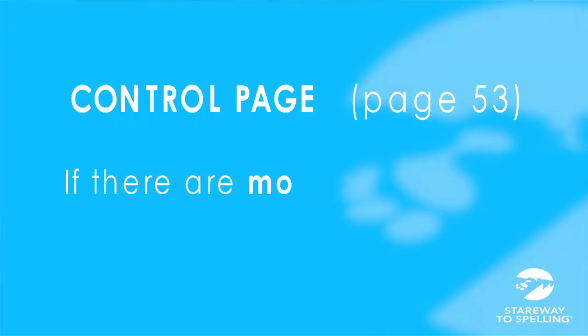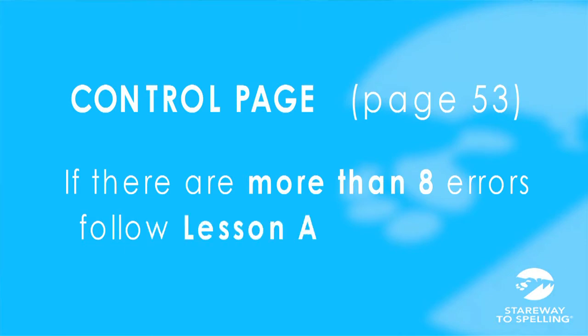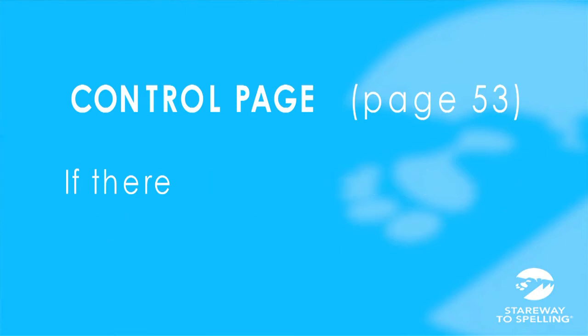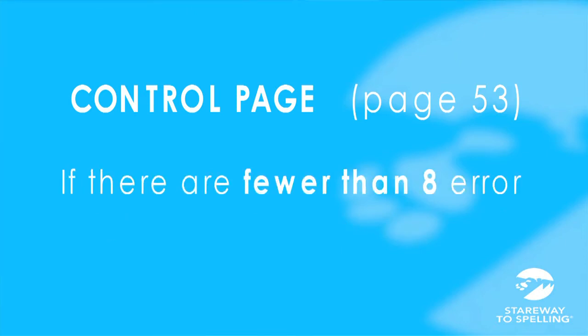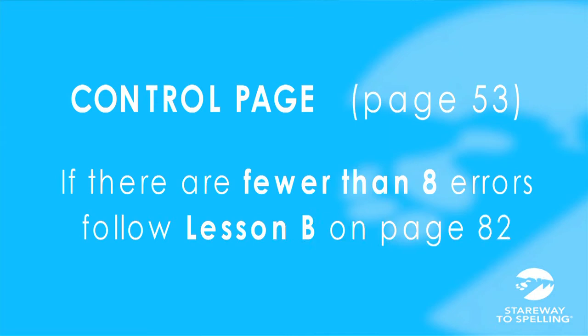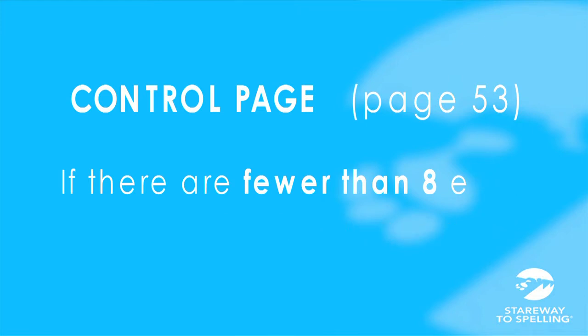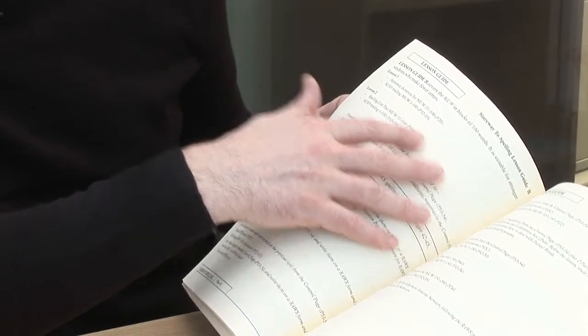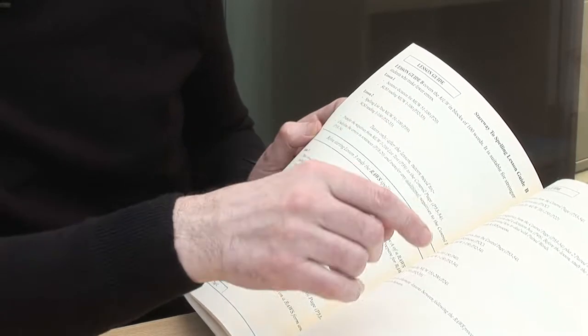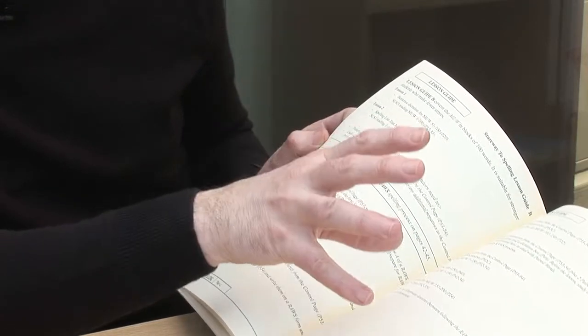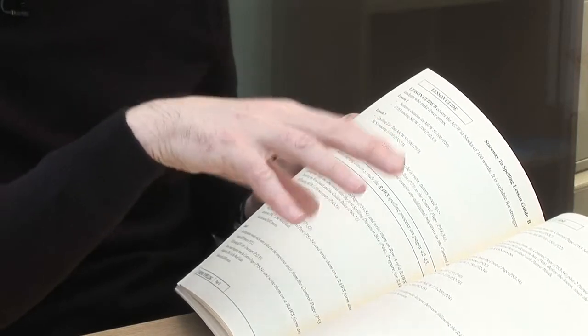If there are more than 8 errors on the control page, turn to page 80 and follow Lesson Guide A. If there are fewer than 8 errors on the control page, I suggest you turn over leaf onto page 82 and follow Lesson Guide B. Lesson Guide B is for stronger students who make fewer errors, and it deals with the most used words in blocks of 100 rather than in blocks of 50, as in Lesson Guide A. Before commencing Lesson 1, it's important that you understand the method we use in order to teach spelling.